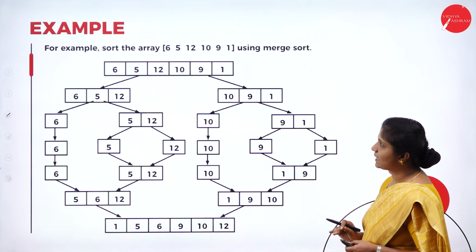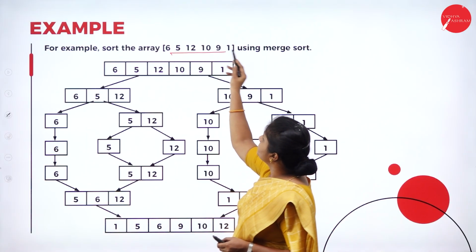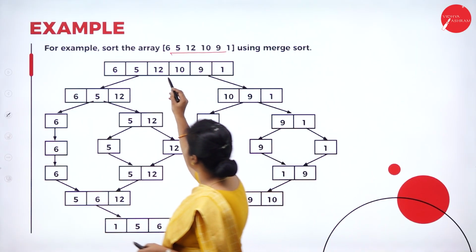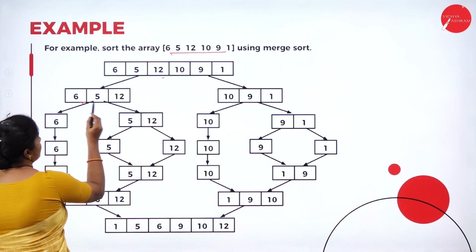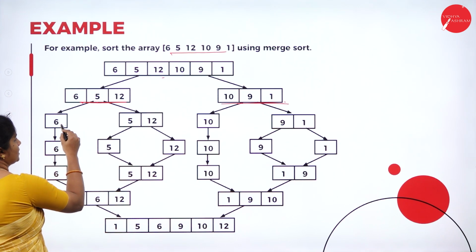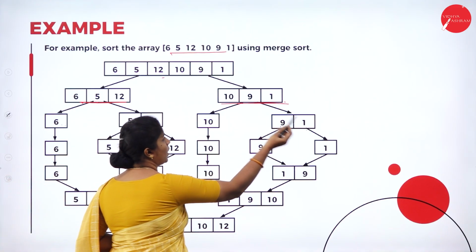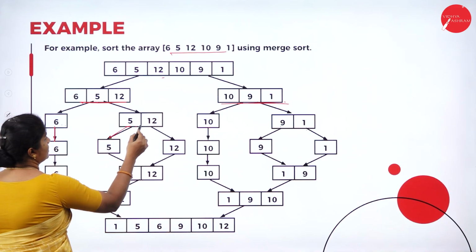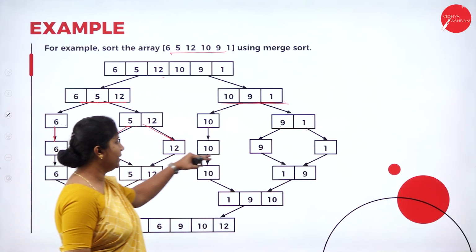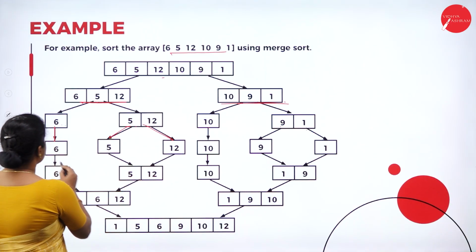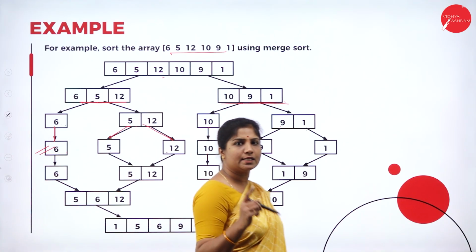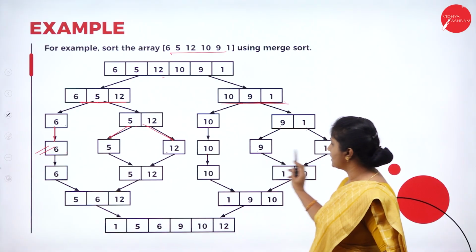Let us have a look at a simple example here. Here they have given the array 6, 5, 12, 10, 9 and 1. See, I have divided it into two halves. So here 6, 5, 12 and 10, 9, 1. Again it's divided into two halves: 6, 5, 12, 10, 9, 1. Again, this is divided into further subarrays till we get single elements at last. Okay. So in this step we can observe all the elements are divided and placed as single elements.